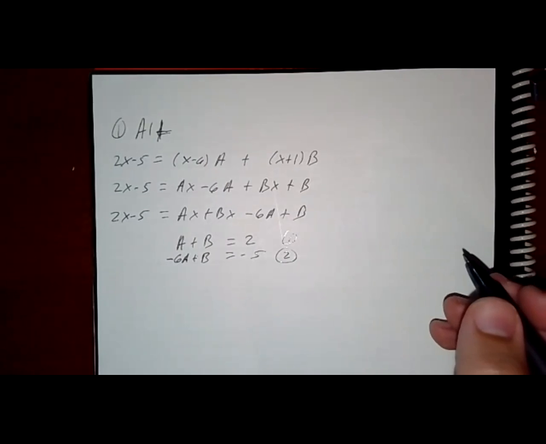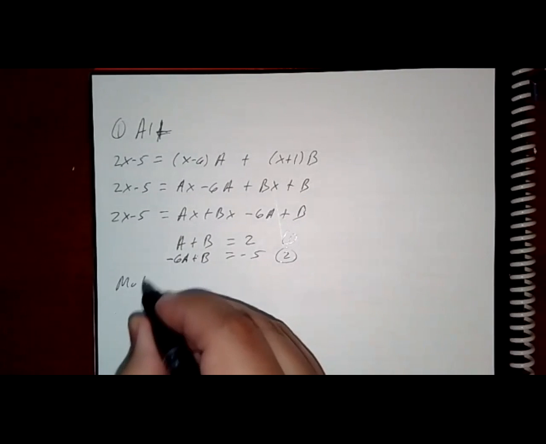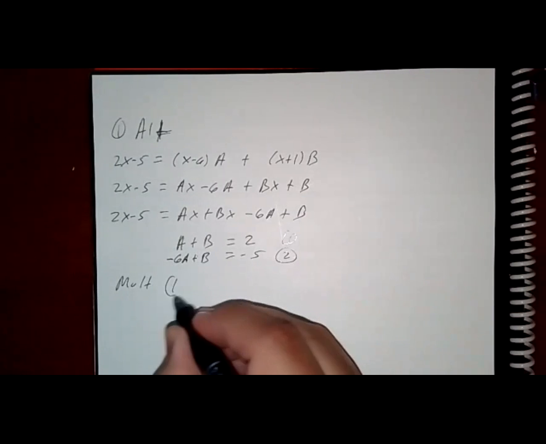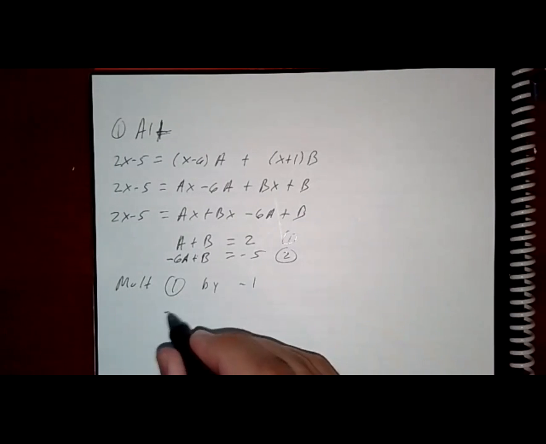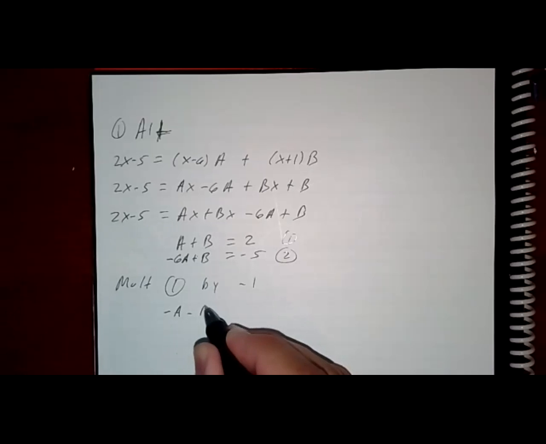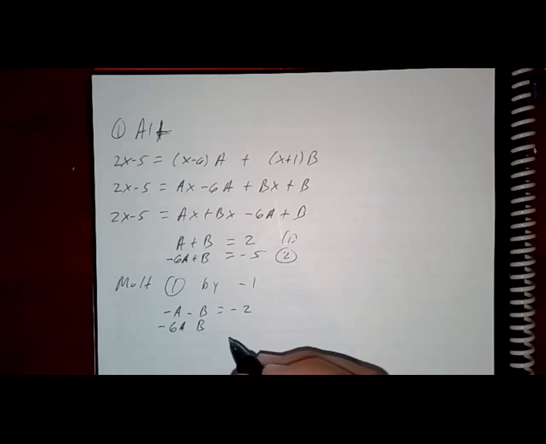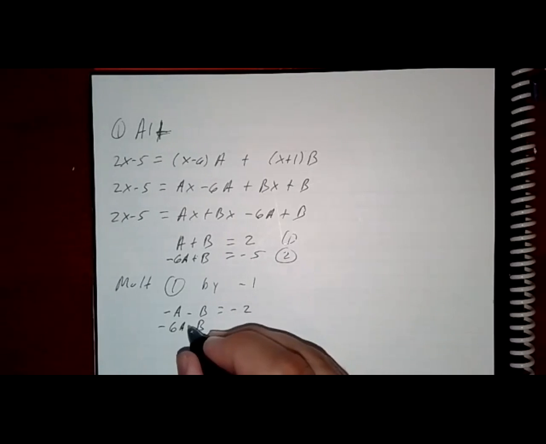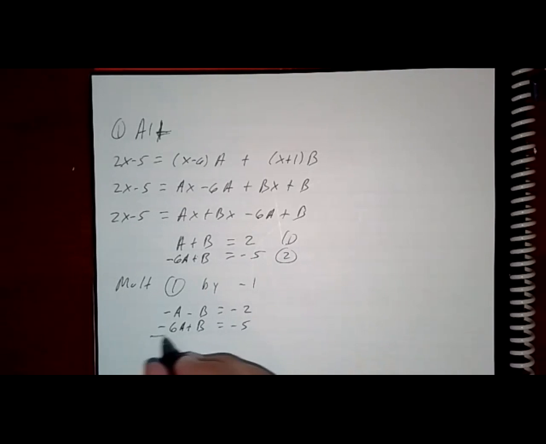Let's see here. Multiply equation 1 by -1. So that gives me -a minus b equals -2. I did not change equation 2, right? Oops, I'll just put a plus right here. Once you've done that, you add the equations up.